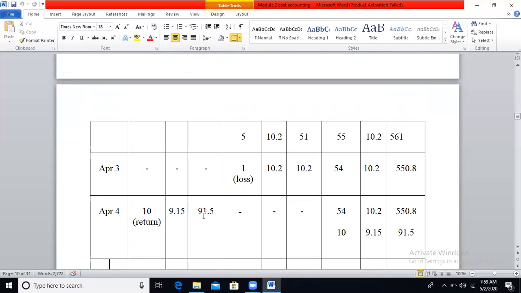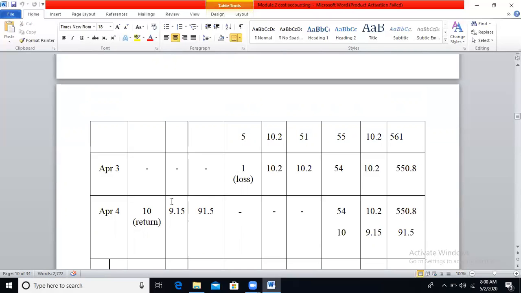So I told you, first you have to write the previous balance. Previously we are having the balance of 54 units at rupees 10.2. The value will be 550.8, and now the returned goods will be considered as a new receipt only. The returned goods receipt will be 10 units at rupees 9.15. The total value will be 91.5.